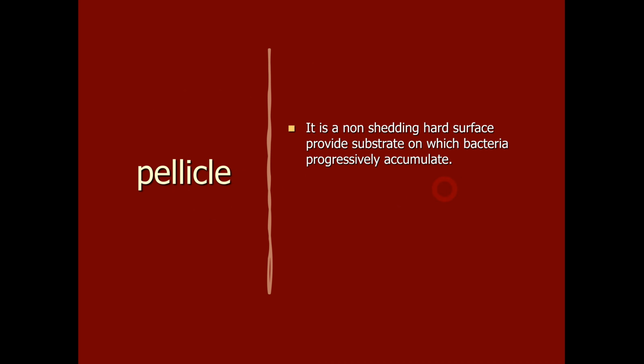Now moving on to the fourth definition, which is important and that you should know, called pellicle. Pellicle is basically a non-shedding hard surface present on the tooth, which provides a substrate on which bacteria can act. So this is the simplest definition you should know about pellicle.